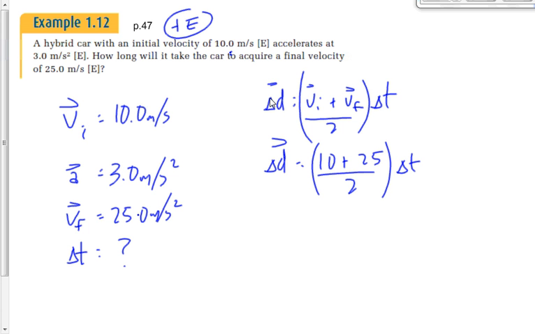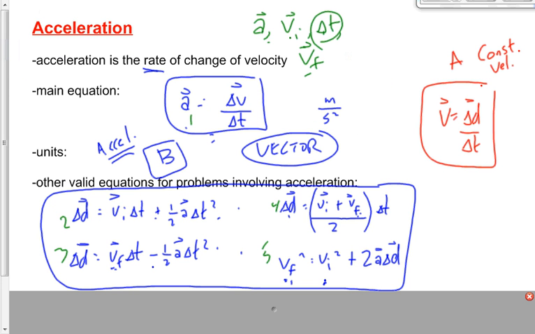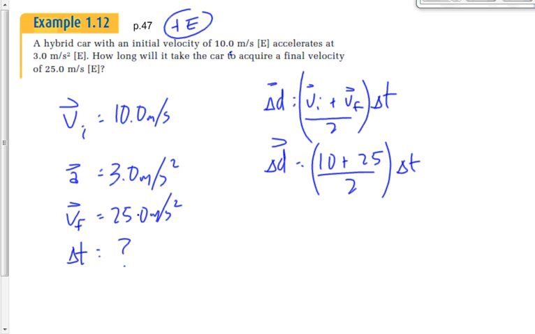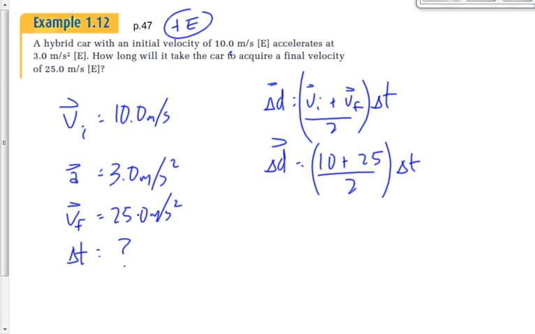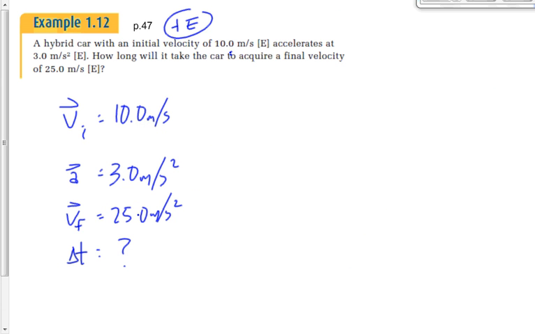Zach, which one did you pick? Number 2, so VFT minus 1/2 AT squared. Okay, let's take a look at that one. No, sorry, VIT plus 1/2 AT squared, right? So D is equal to VIT plus 1/2 AT squared. I think we might run into the same problem.